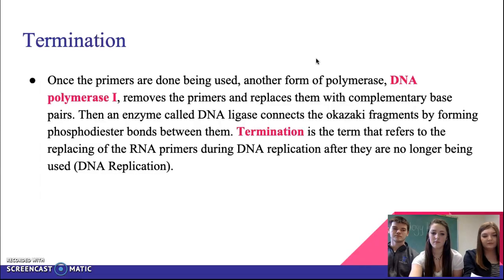One of the last steps of DNA replication that the liver cells would have to go through is termination. Termination is where the RNA primers are replaced with complementary base pairs. When the primers are done being used, DNA polymerase I will remove the RNA primers and replace them with complementary base pairs. It leaves behind a tiny space where the Okazaki fragments and the new complementary base pairs meet. DNA ligase will go in and connect the two by forming a phosphodiester bond between them, and then that makes the lagging strand whole again.